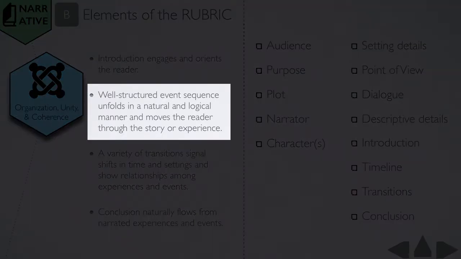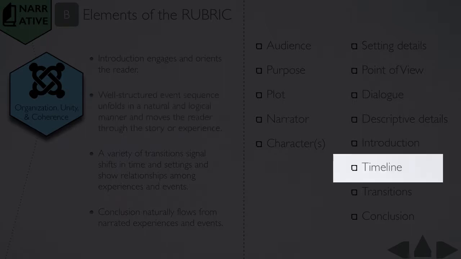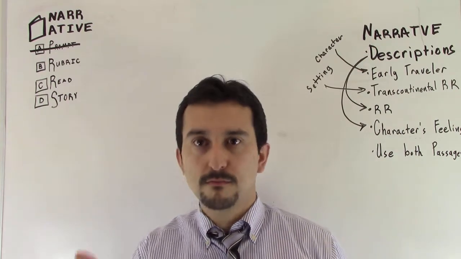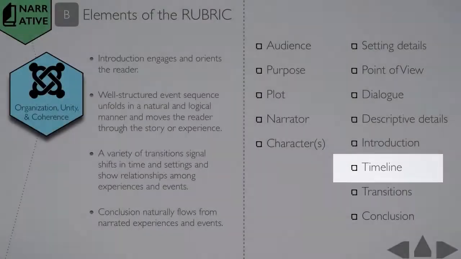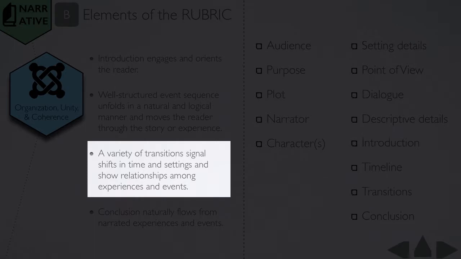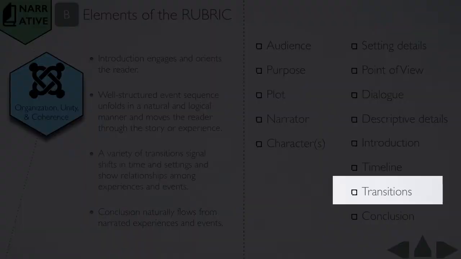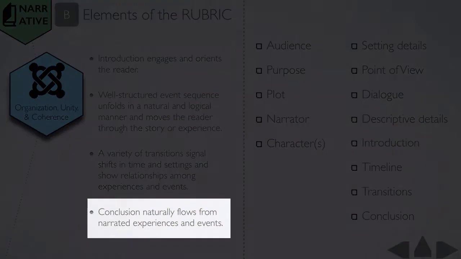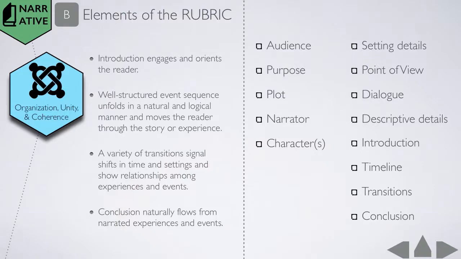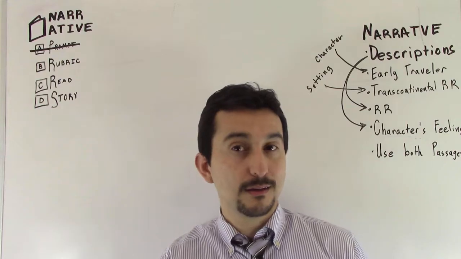A well-structured event sequence unfolds in a natural and logical manner and moves the reader through the story or experience. Okay, so it has to follow a timeline, essentially, or plot diagram. And a variety of transition signals show shifts in time and settings and show relationships among experiences and events. Transitions have to have a natural flow, with the timeline incorporated in there, and of course a conclusion, beginning and end.